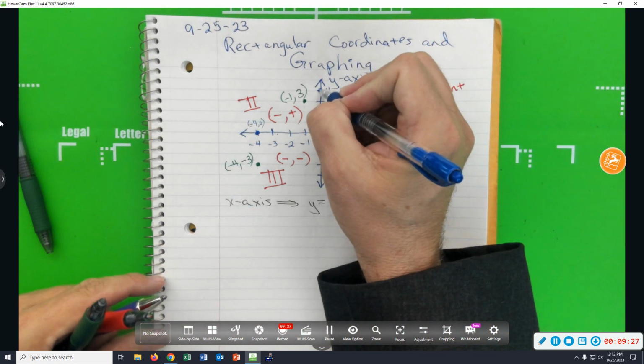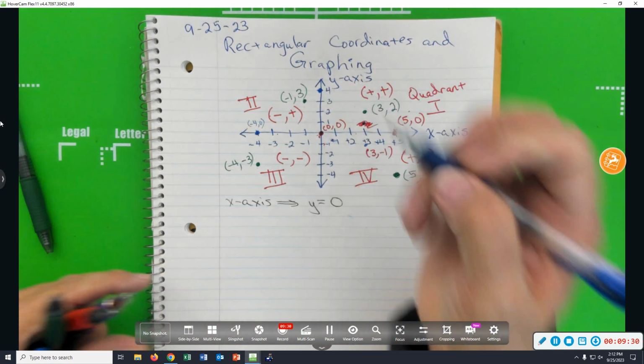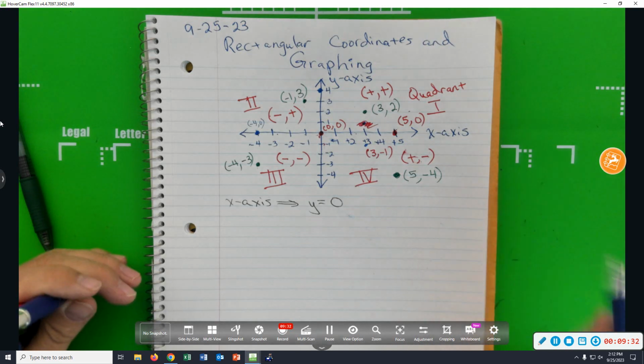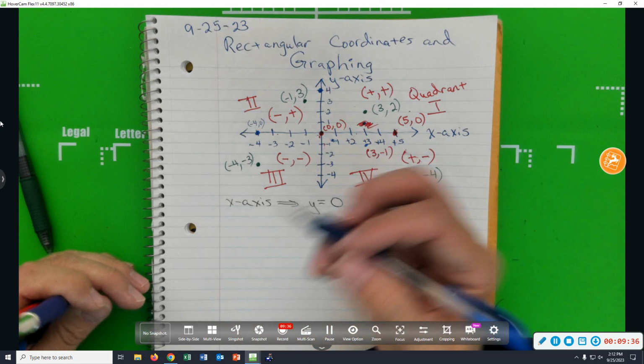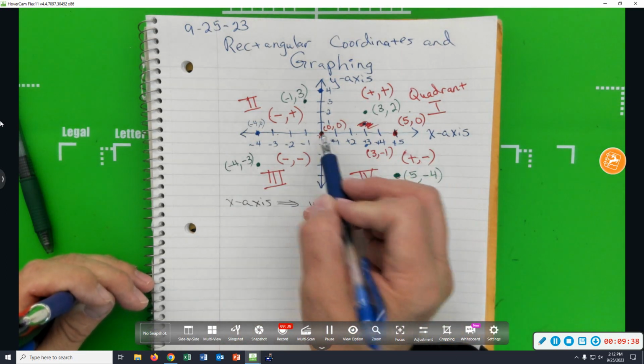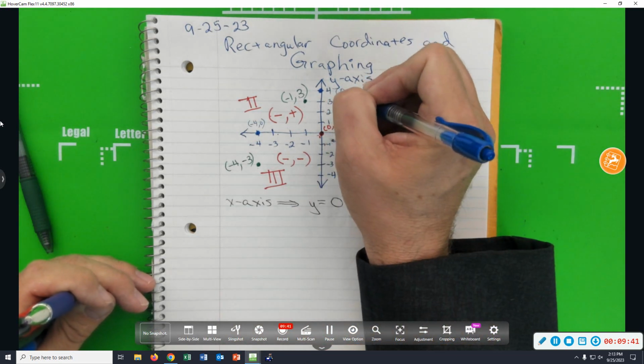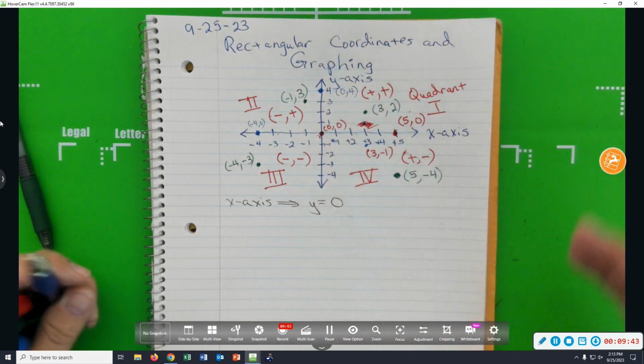What about that point right there? How would we express this point as an ordered pair? Okay, you can't go left or right, so the x-coordinate is 0, but the y-coordinate is 4. I agree.